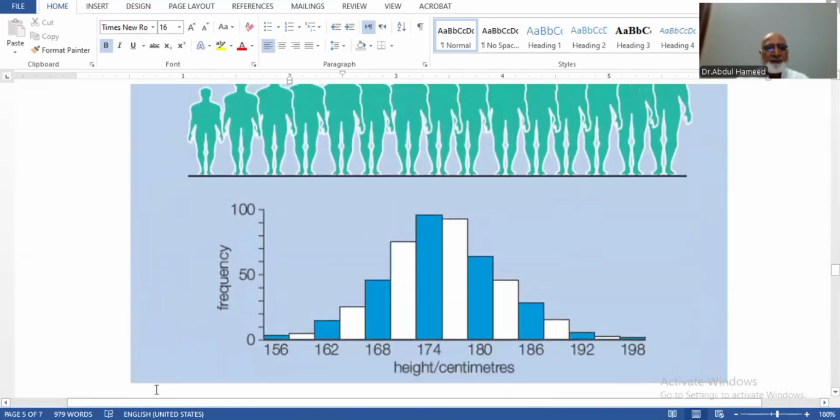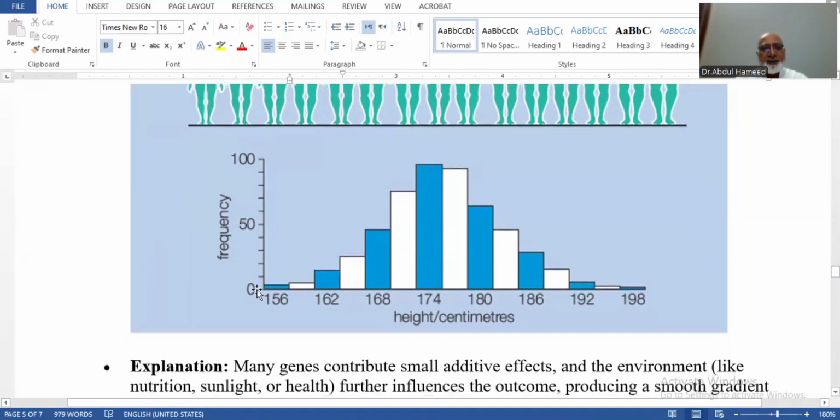So in case of a graph, if we talk about frequency, the number of individuals, and plot a graph against height in centimeters, we can observe that in this category, which may be considered as tall, very few individuals are there. Also in the short category the individuals are limited in number, but in between them the frequency is very high. So this is the continuous variation type.